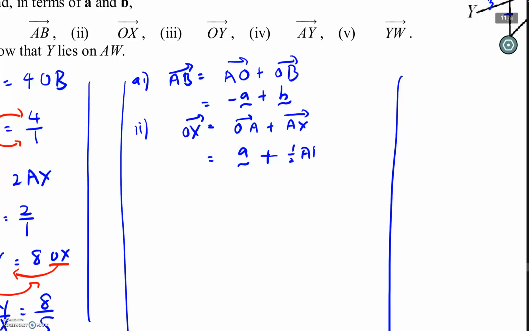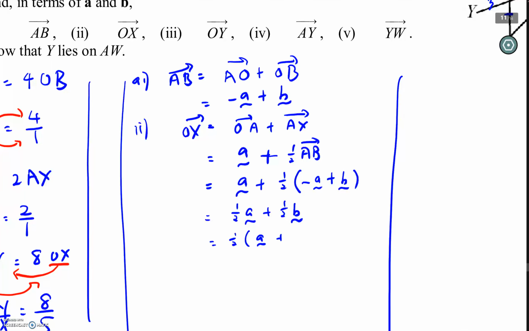This is half of AB. Do you agree? Do you know what I'm writing? Understand? So from here, you write: this is A, this is half AB. AB is minus A plus B. And what's the answer? Half A plus half B. You can also take out the half, and then this is A plus B.